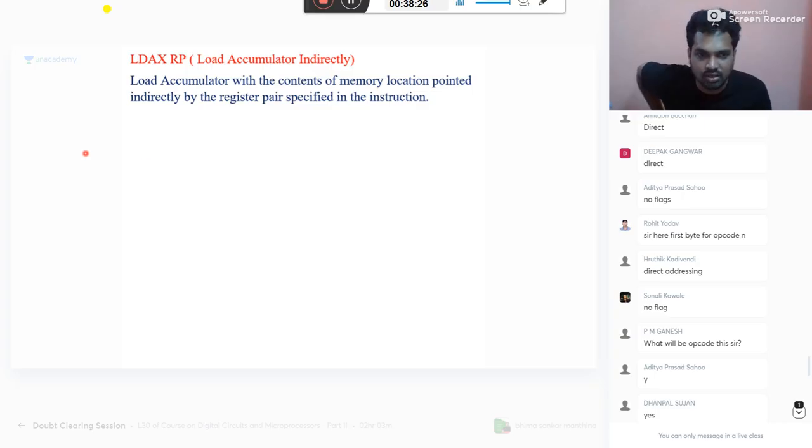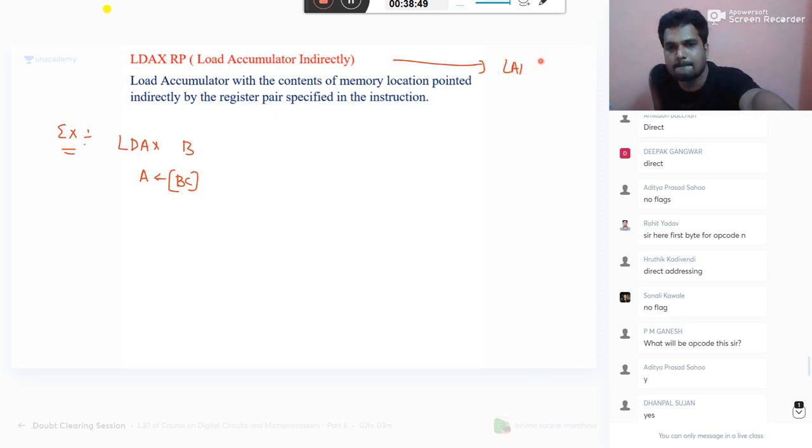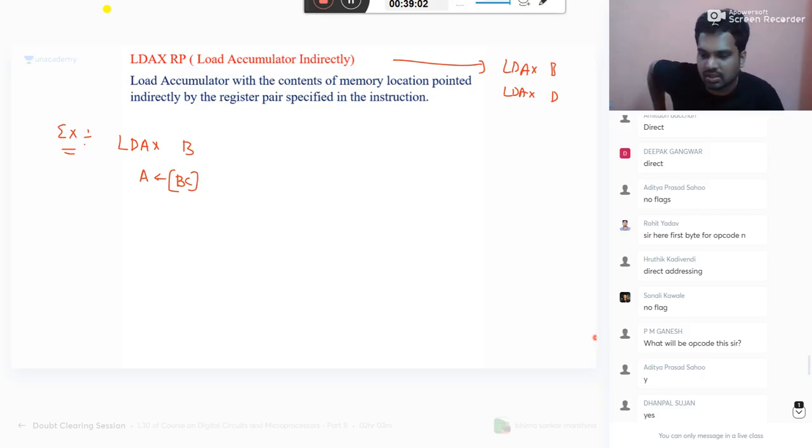Please listen. For example, I say LDAX B. What does it mean? A is copied with the contents of the memory location addressed by BC, assuming BC is already having some address. So LDAX has two variants only: LDAX B and LDAX D. B is the name given for BC. D is the name given for DE.